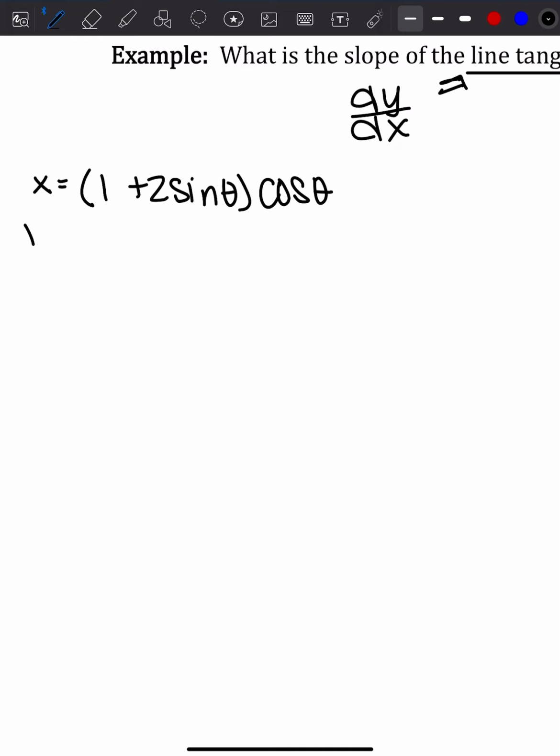So dx over d theta. So the derivative of 1 plus 2 sine theta, derivative of 2 sine theta is going to be 2 cosine theta. Multiplied by the original of the other one, so times cosine, plus the derivative of cosine, so negative sine theta times 1 plus 2 sine theta.